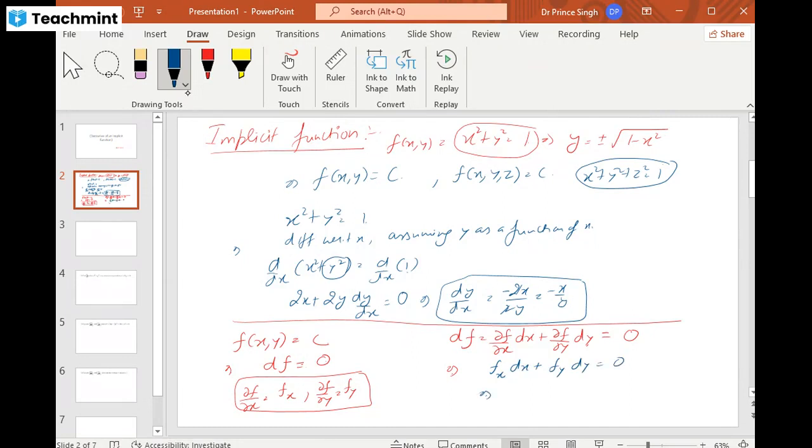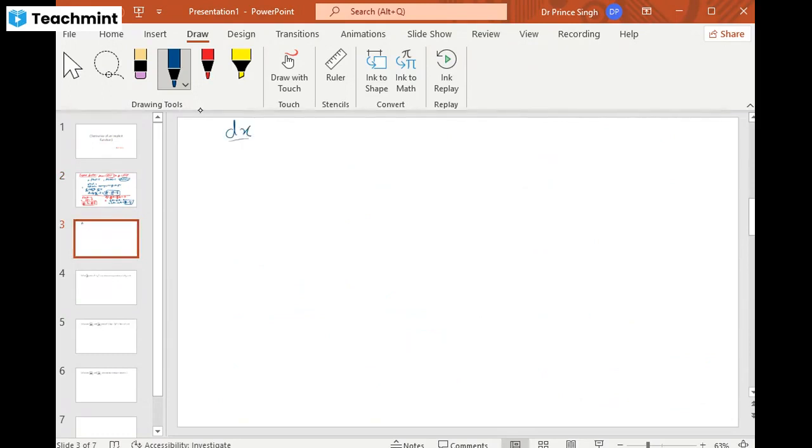From here, fx dx is equal to minus of fy dy. So we get the value of dy upon dx as minus of fx upon fy. This is the formula of dy upon dx. Similarly, if I want to calculate dx upon dy, it is simply the reciprocal, equal to minus of fy upon fx. The simple way to learn this formula is, if I want to calculate dx upon dy, x is in the numerator, then fx is in the denominator and fy is in the numerator. And if I want to calculate dy upon dx, then y is in the numerator, x is in the denominator, meaning fx is in the numerator and fy is in the denominator with a negative sign, of course.